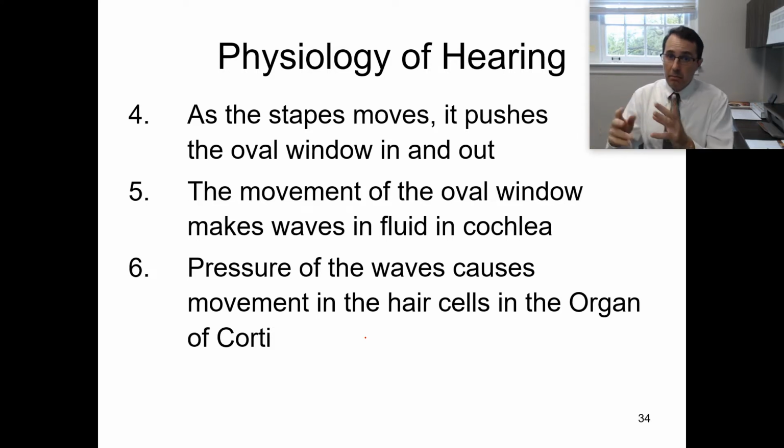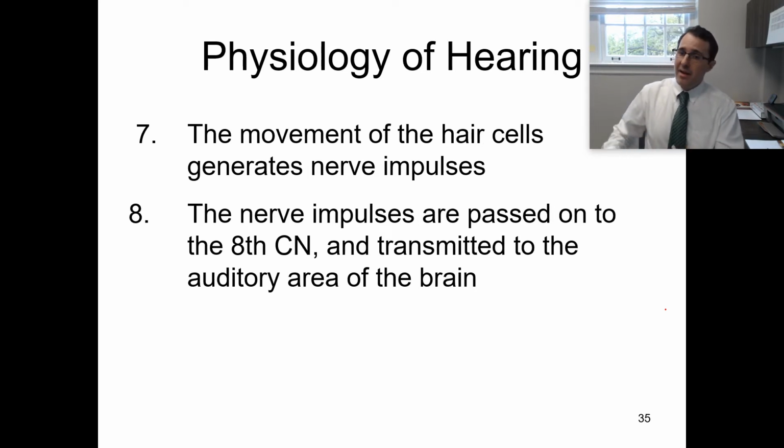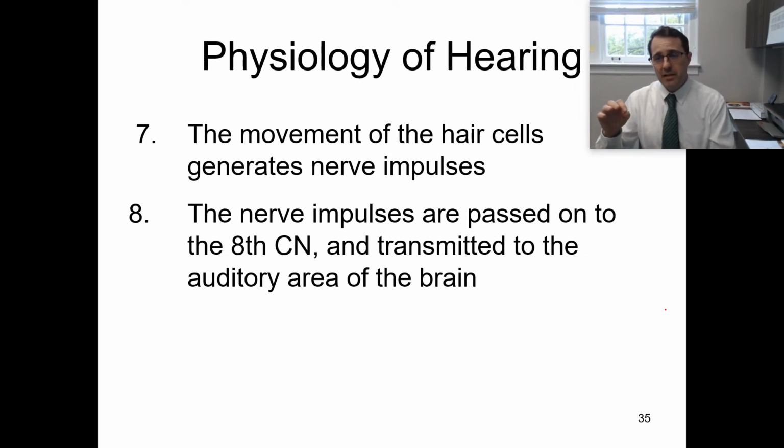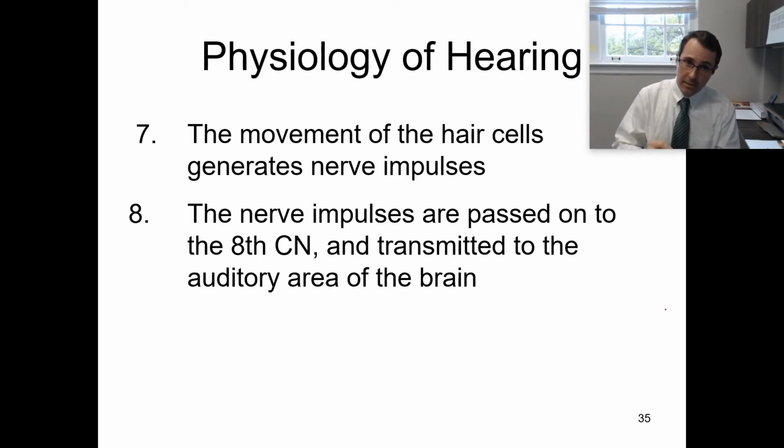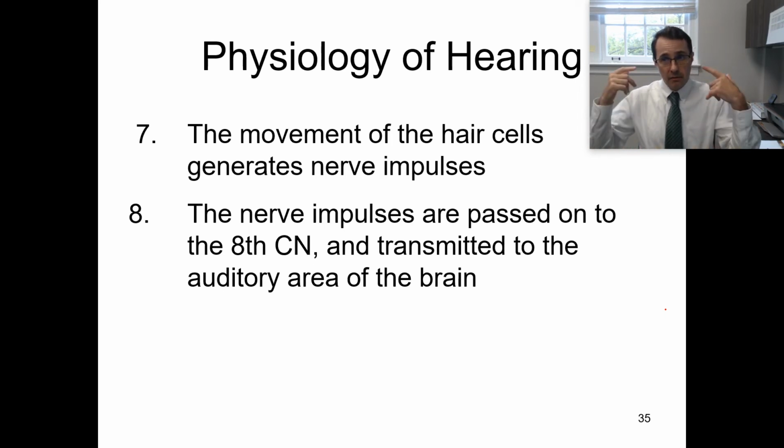This movement of the oval window at the cochlea makes waves of fluid, waves of pressure within the cochlea. And these waves of pressure, as they move through the cochlea, move the hair cells within the organ of Corti. And when the hair cells are moved, it generates an electrical impulse, a nerve impulse. And then that electrical impulse is transmitted from the inner ear, from the cochlea, up to your brain.